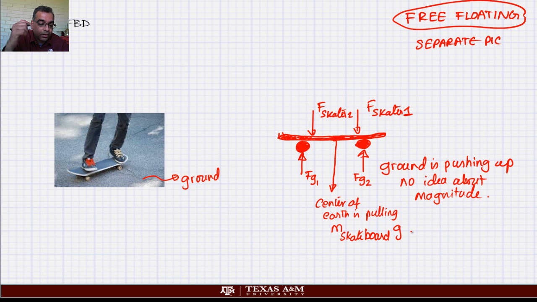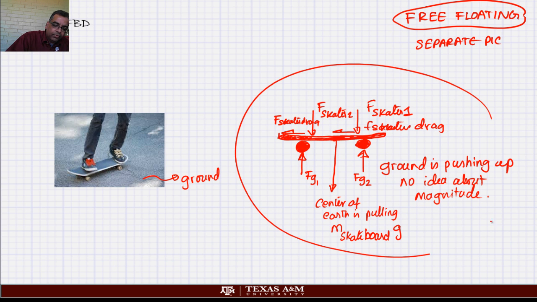No, it's not over, because the skater's feet are also dragging on that. We don't know which way. F skater drag. This is the full free body diagram. It's kind of messy. Later we will clean it up, but I just want to show you all the forces.